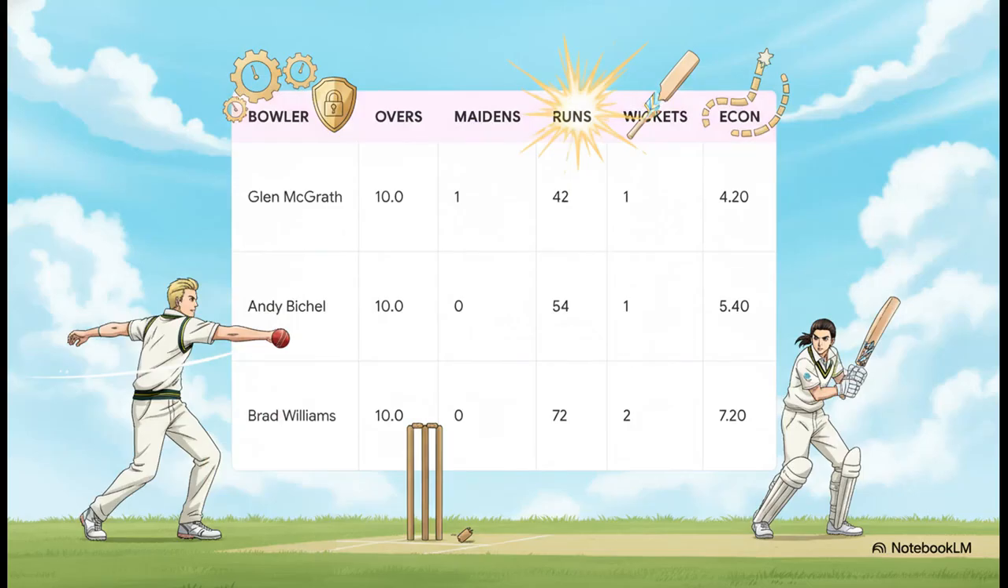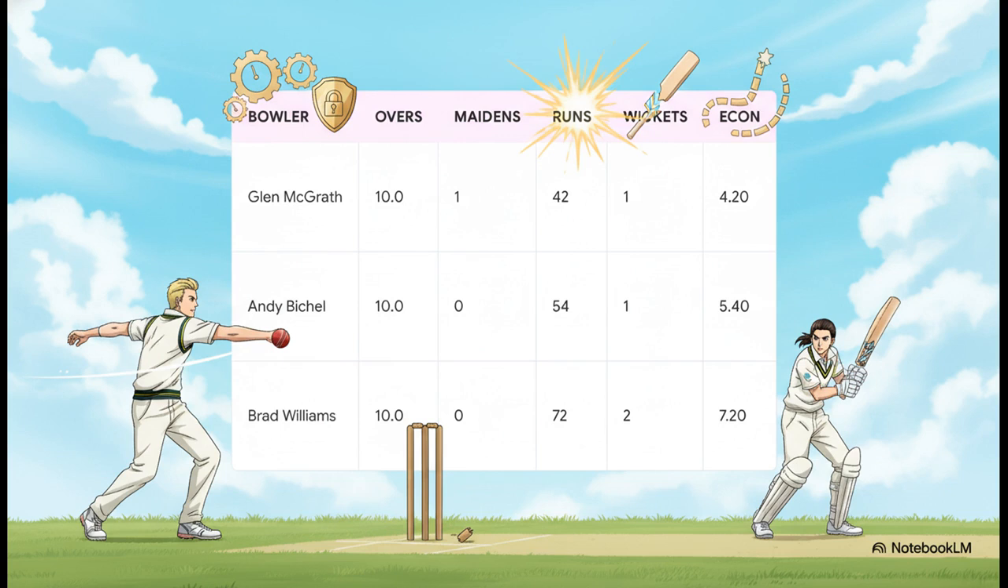While batting is all about accumulation and aggression, bowling stats tell a totally different story, one of restriction, efficiency, and intense pressure. Taking a look at a real-world example, you can spot the critical columns: overs bowled, maidens, which are overs where no runs were conceded, runs leaked, wickets taken, and economy.